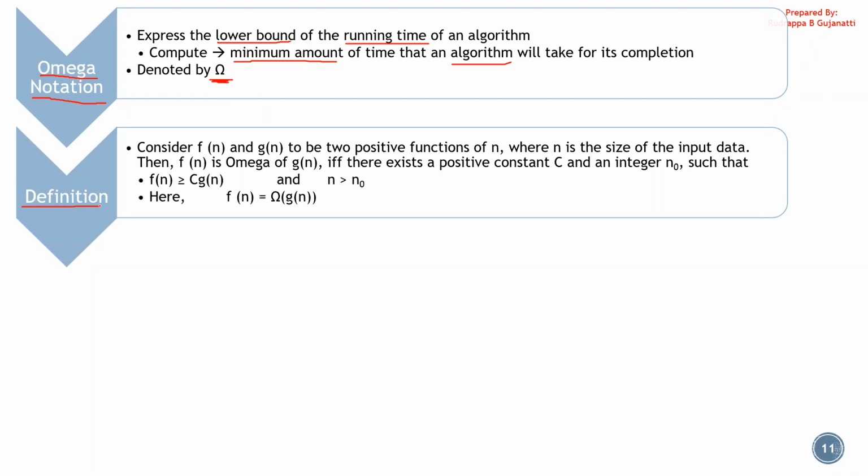By definition, if we have two functions, f of n and g of n, which are two positive functions of n, where n is the size of the input data, then we can call f of n as omega of g of n if and only if there exists a positive constant c and an integer n naught such that f of n is greater equal to c times g of n for all possible values of n greater than n naught. As before, this n naught is an integer and c is a positive constant. If it satisfies, then we can write f of n as omega of g of n.